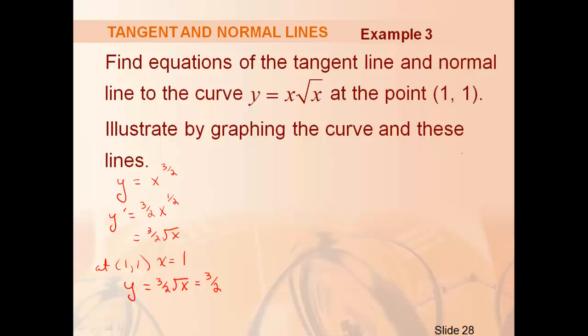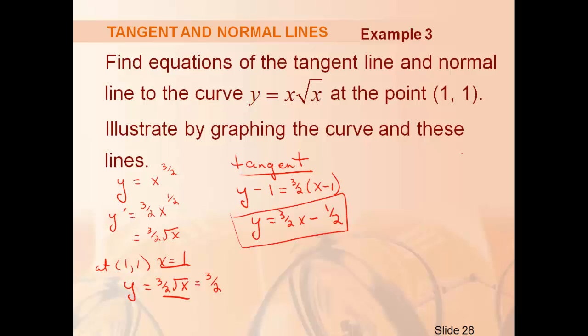So we have x equals 1 at that particular point. We plug in a 1 to our derivative and we find out that the slope of the tangent line is 3/2. So we use our point slope formula, y minus y1 is equal to 3/2 times x minus x1, and do the arithmetic, and we find the tangent line has the equation y equals 3/2 x minus 1/2.